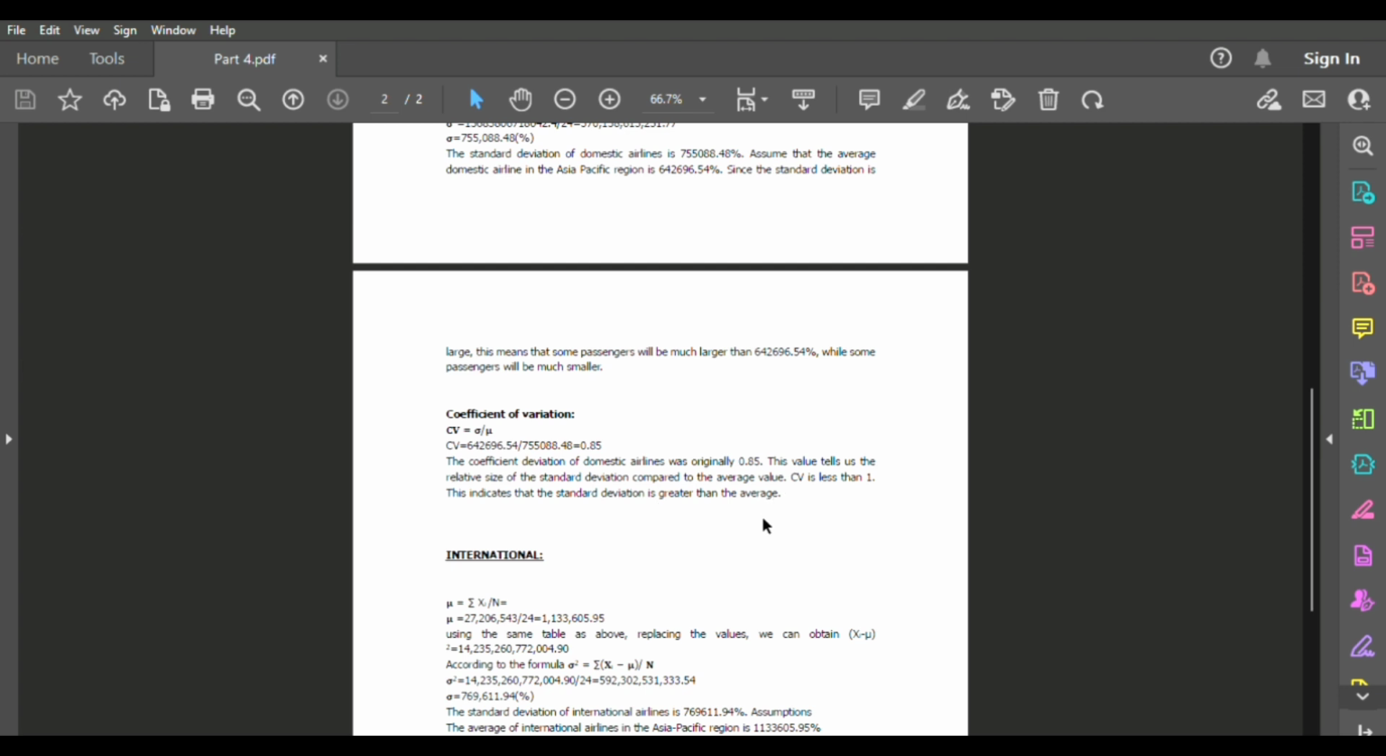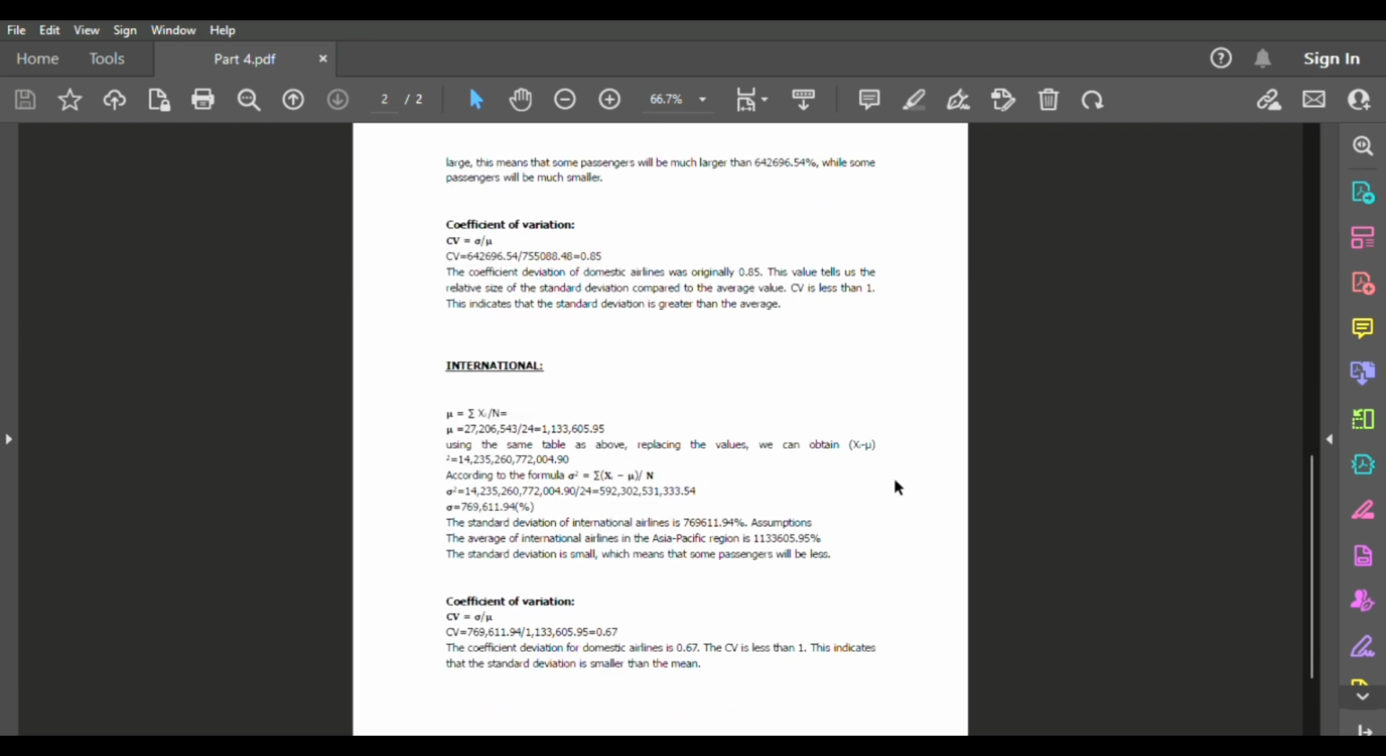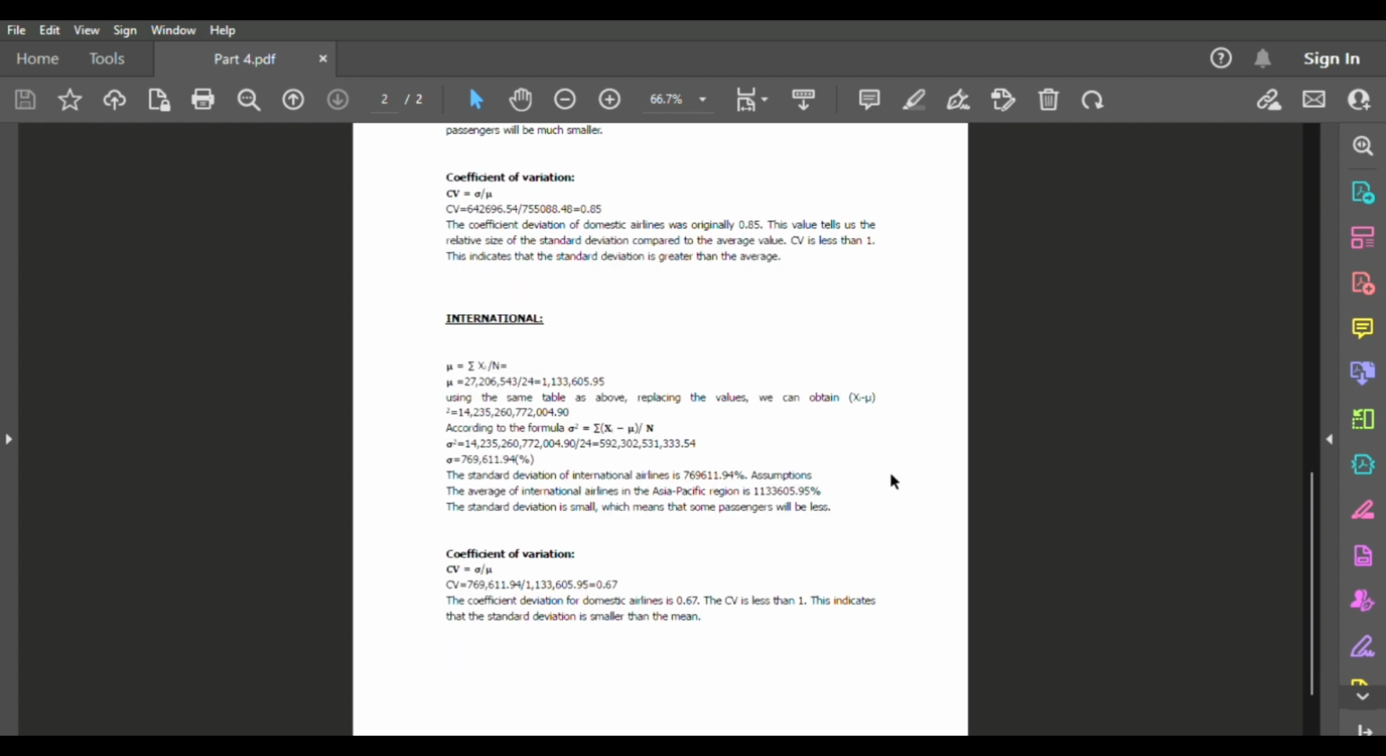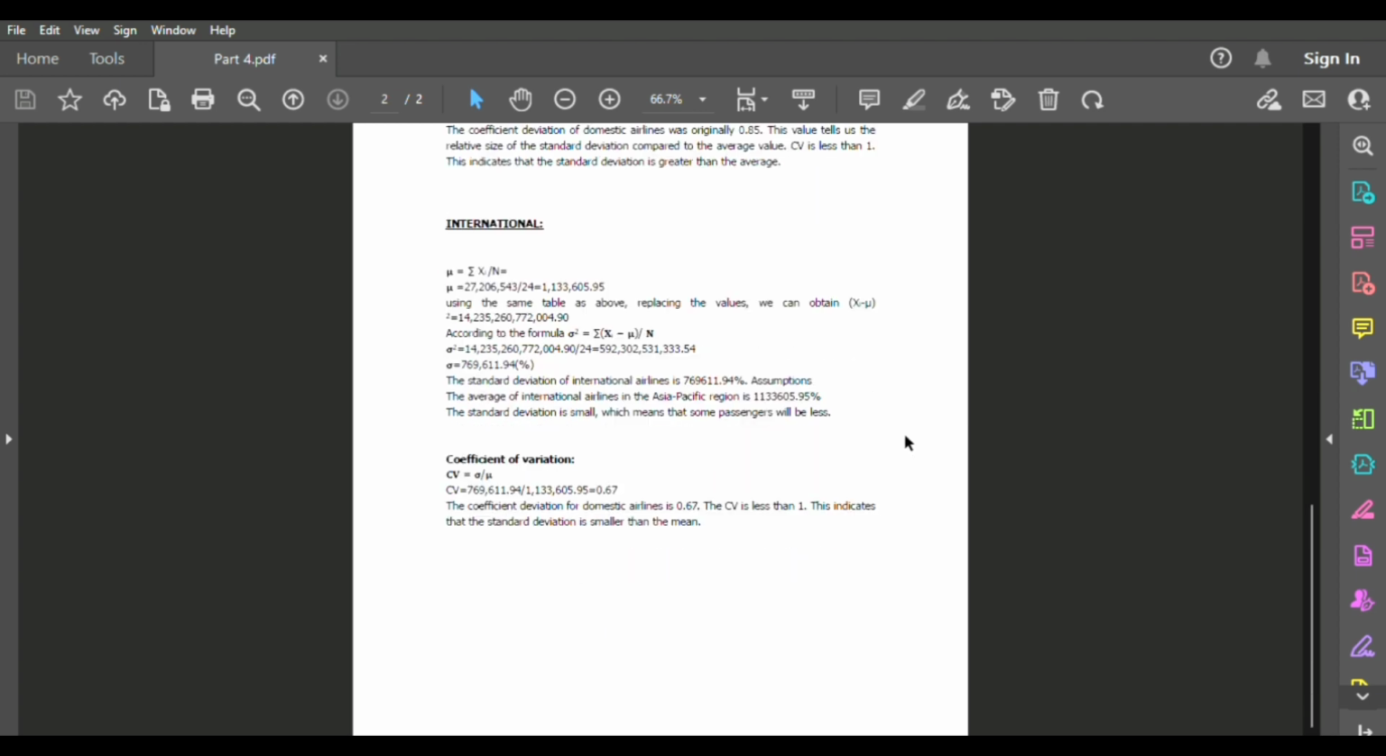Next is international flights, where the mean of international airlines is much higher than the standard deviation. The standard deviation is small, which means that some passengers will be well below the number. The coefficient of variation of international airlines is less than 1, which indicates that the standard deviation is less than the mean.